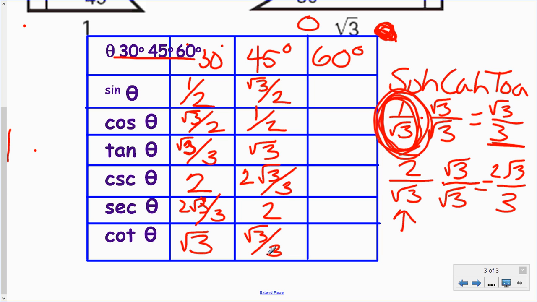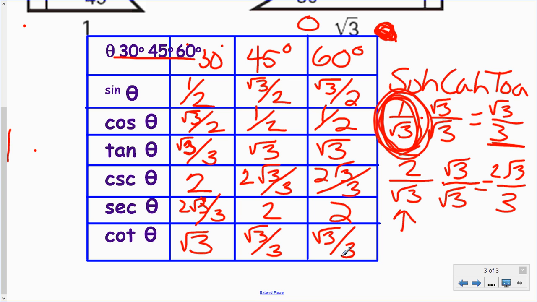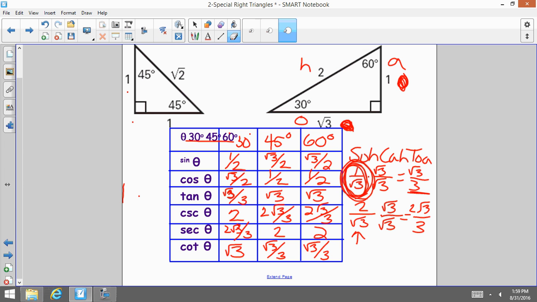Okay. Oh, and you know what, you guys? I put those in the wrong column. These should all be over here for 60 degrees. So hopefully you use pencil and you can erase that, because I don't want to have to start the video over again. Okay. So let me erase these. Okay.